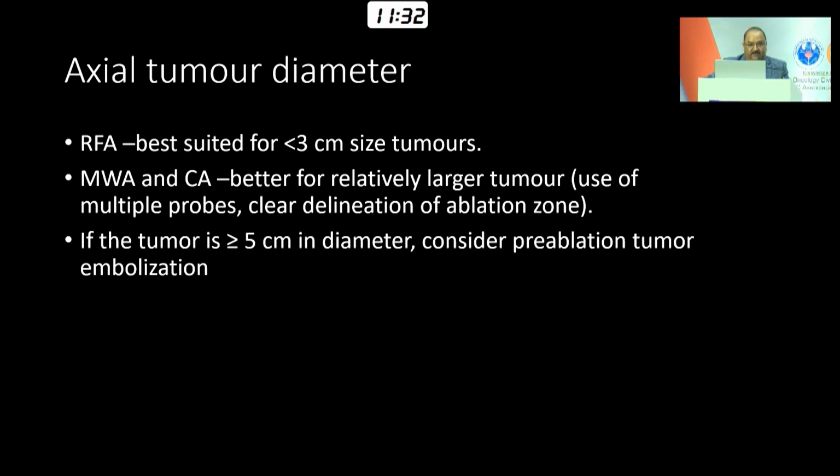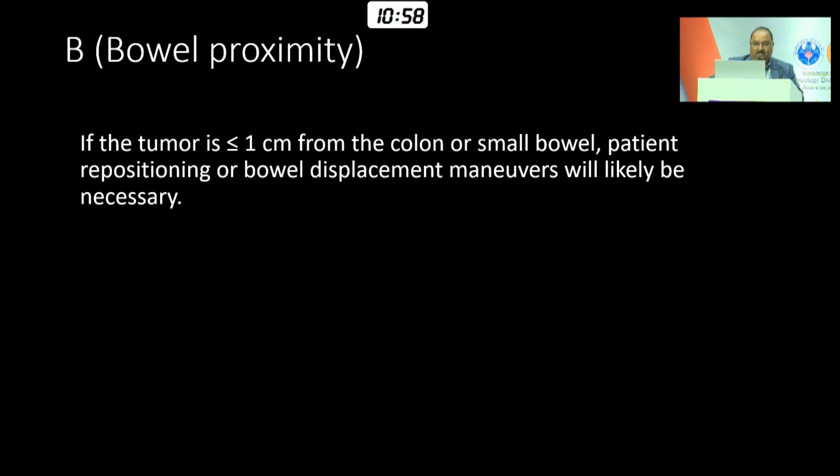One most important thing is the axial tumor diameter. Ablation is most suited for tumors less than 3 centimeters in size, and this is true with RFA but not with other modalities. Nowadays we are doing ablation for larger tumors also; microwave and cryoablation are done for larger tumors. If the tumor is more than 5 centimeters in diameter, then we prefer to do embolization prior to ablation to minimize the bleeding risk.